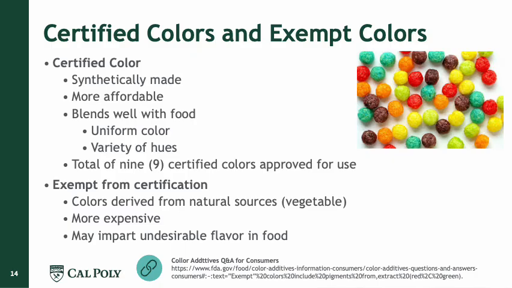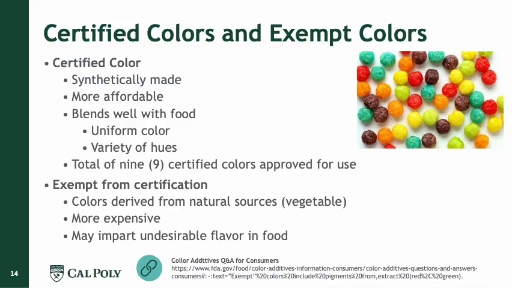So there are two types of colors that we can add to food. They are divided into what we call certified colors and exempt colors. Certified colors are what we call the artificial colors, and they are synthetically made. They are more affordable. They blend well with food. They provide uniform color and a variety of hues, and there's a total of 9 certified colors approved for use.